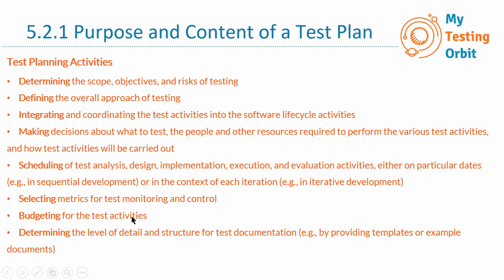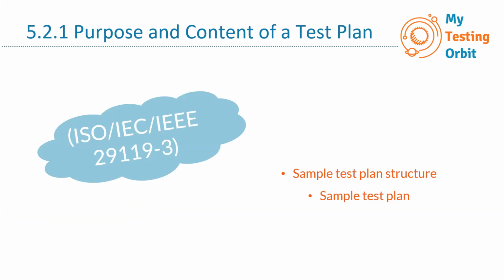The next one is budgeting for test activities. If there are multiple test activities, then it's part of test planning to decide what will be the budget for each test activity. Because if we have planned it in the beginning, then it will be easier to monitor throughout the project. Last one is determining the level of detail and structure for test documentation, for example, by providing templates or example documents. Okay, so with that, we are done with the purpose and content of a test plan.